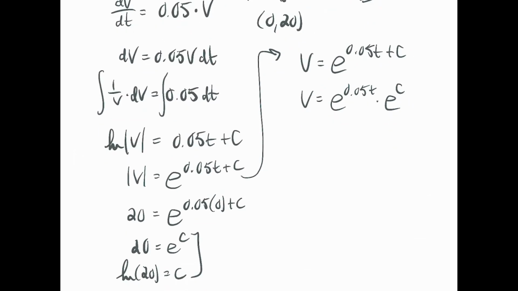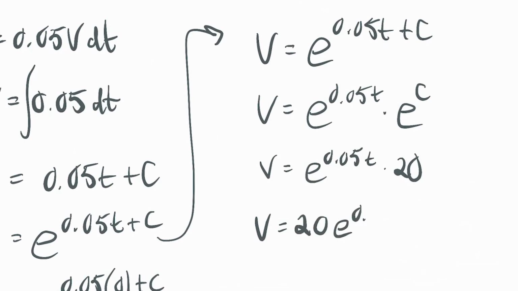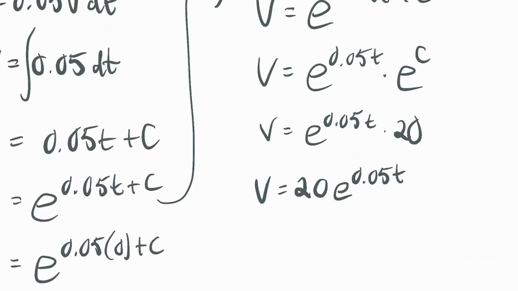Okay. Now I know what e to the c is. It's 20. So I'm just going to replace this e to the c with 20. So v equals e to the 0.05t power times 20. And if I want, I can reorganize that and say v equals 20 times e to the 0.05t power. Okay, so now this gives me the value as a function of time.